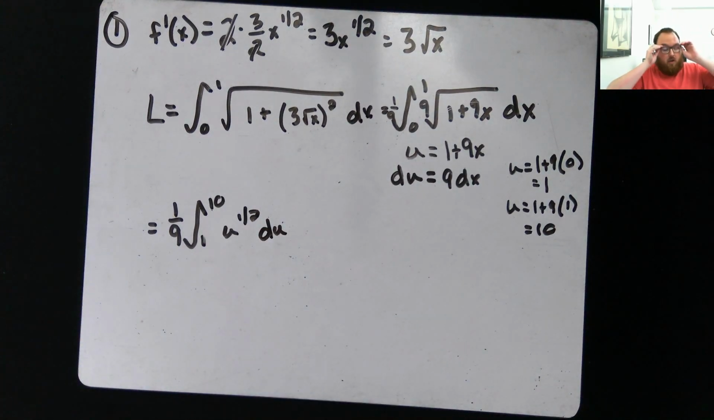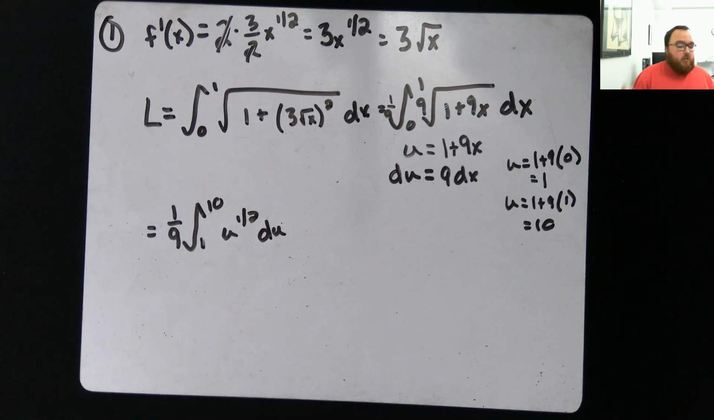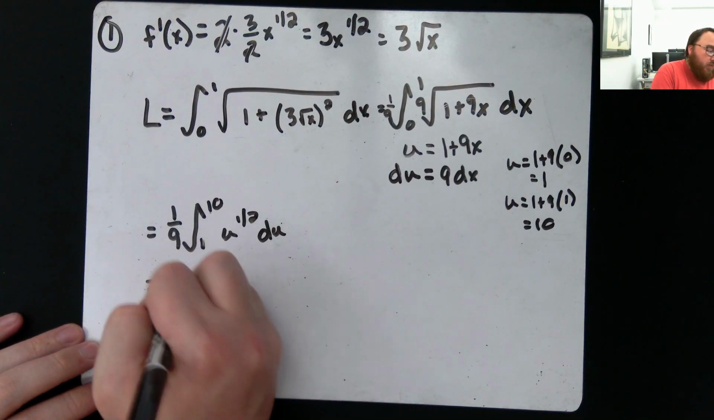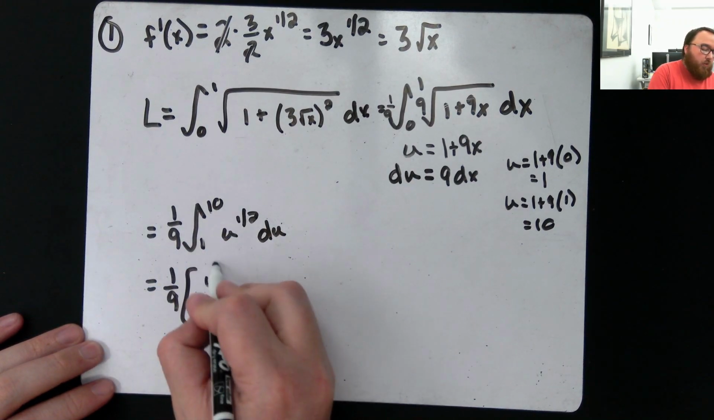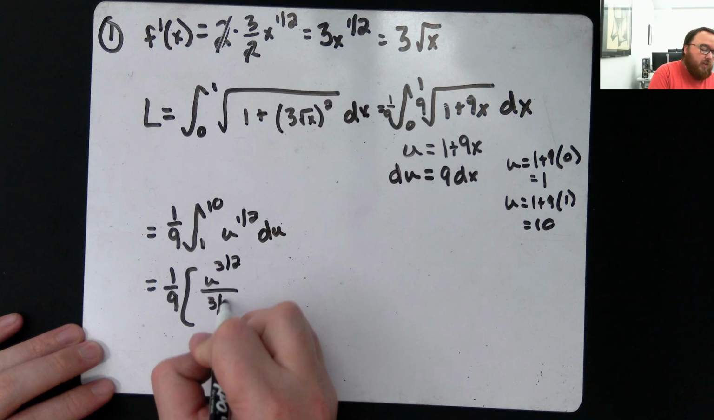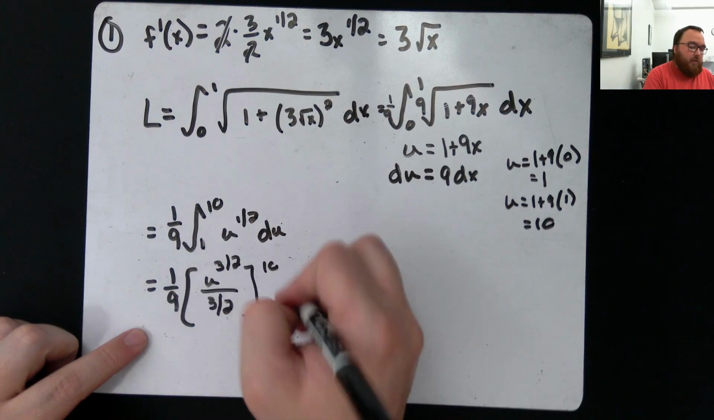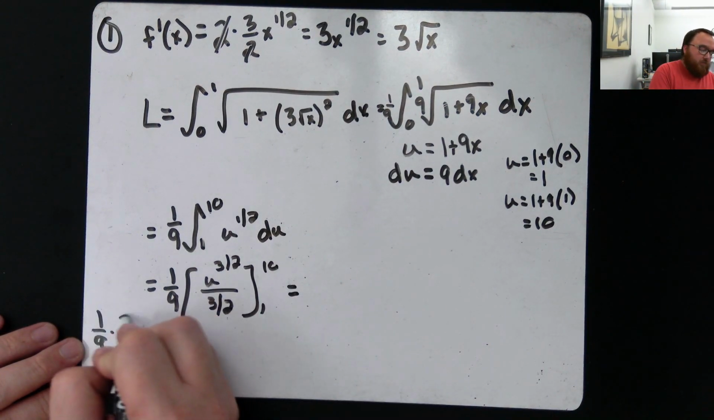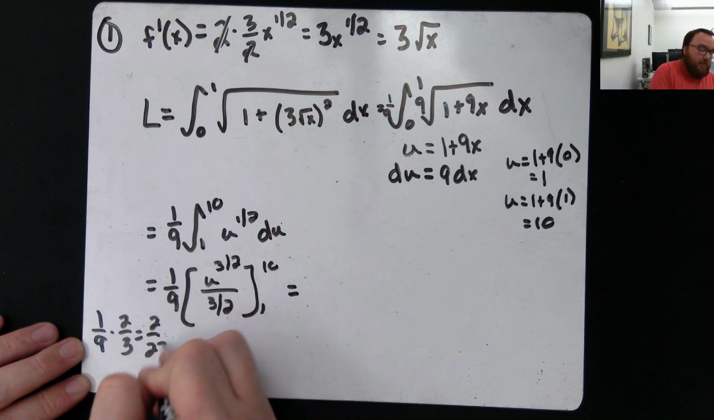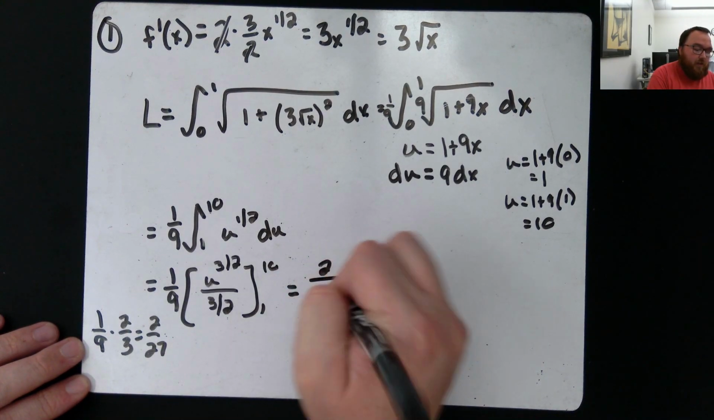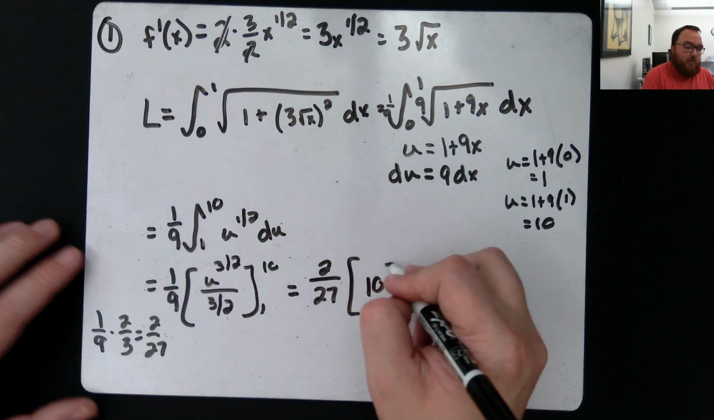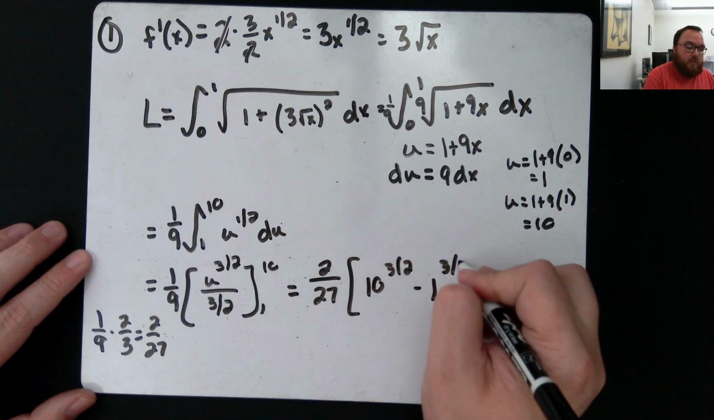I have a video over u substitution that I will link to as a review for this stuff. So now I could just take the antiderivative: 1/9, add 1 would give you u to the 3/2 over 3/2, from 1 to 10, which is like saying times 2/3. 1/9 times 2/3 is 2/27. So 2 over 27 times 10 to the 3/2 minus 1 to the 3/2.